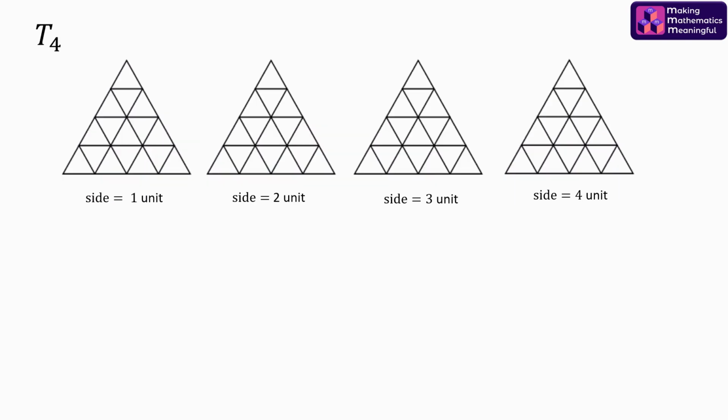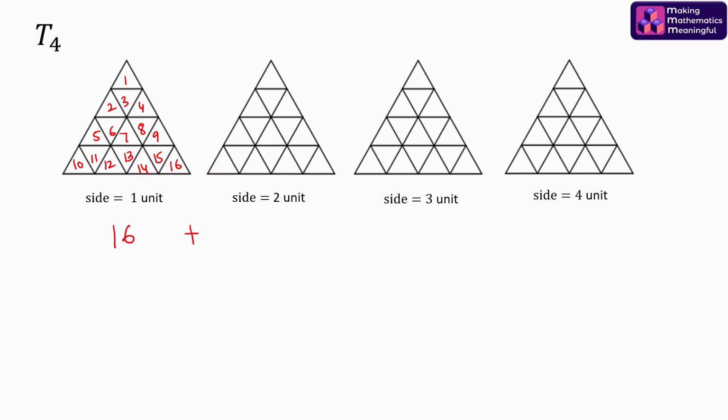Consider the next possibility, T4. Now, here the side 1 unit: 1, 2, 3, 4, 5, 6, 7, 8, 9, 10, 11, 12, 13, 14, 15 and 16. So, 16 such small triangles are possible.